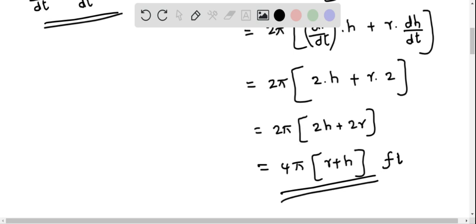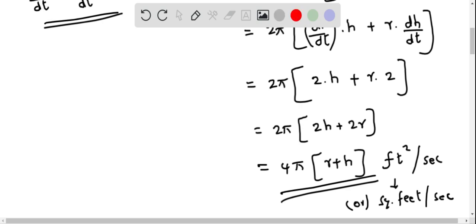Now we have to give this in feet squared per second, or this is also written as square feet per second, since the area is always in unit square. So 4 pi times r plus h, this is the answer for this question. This is the rate of change of lateral surface area of the cylinder.